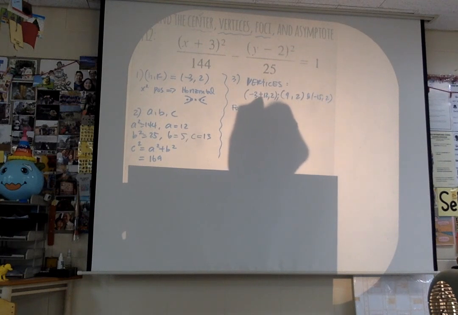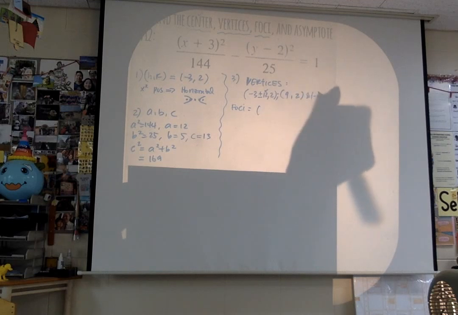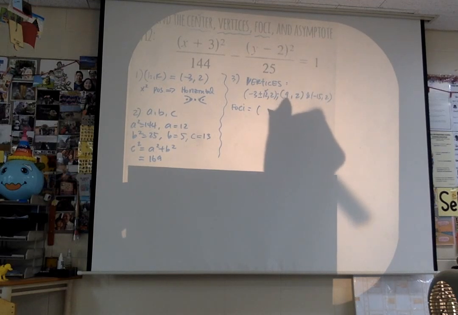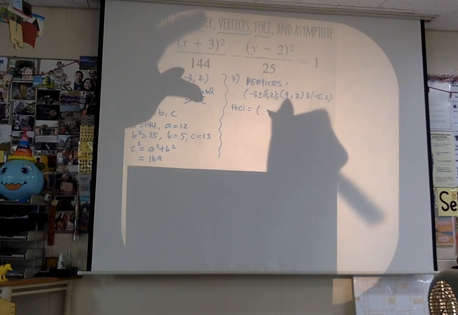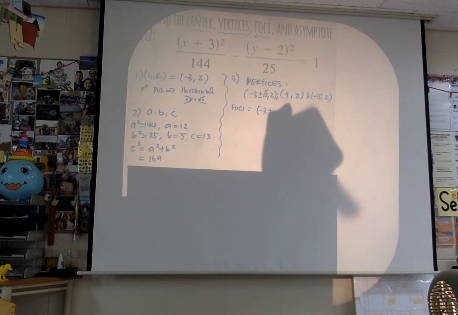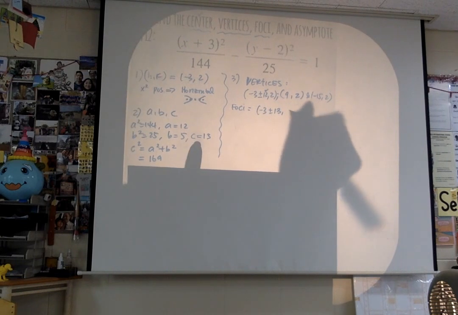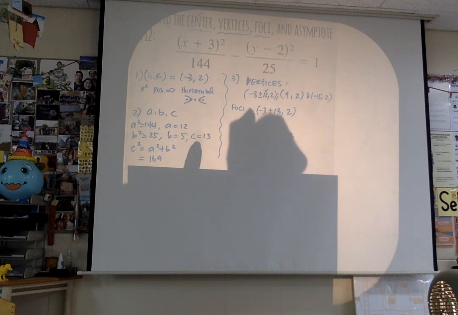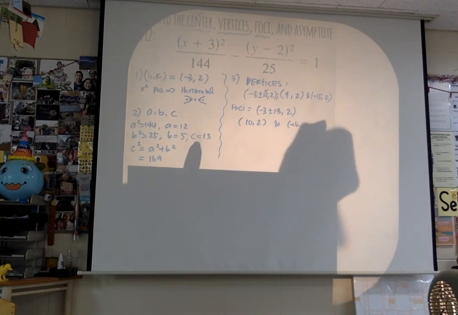Now, if this example is too simple for you, you can skip on to the other ones. Now, how about the foci? The vertex is 12 away, it's your a distance away. The foci are inside, farther away than your vertex. So it's going to be -3 plus or minus your c, which is 13, and your y value stays the same. So your foci should have been 10, 2, and -16, 2.